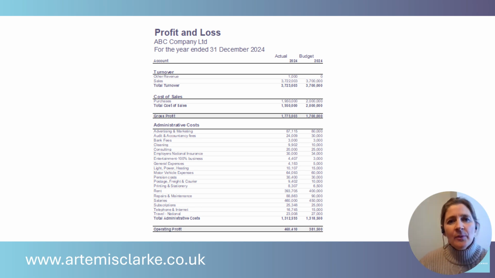So here's an example of a typical profit and loss account, and as you can see, you've got your actuals, which you believe that you've incurred in the year ended 31 December 2024, against the budget. And you can see that you've done reasonably well against the budget, and you've got an overall profit figure there at the end of the year. So on the face of it, this looks like quite a healthy P&L.